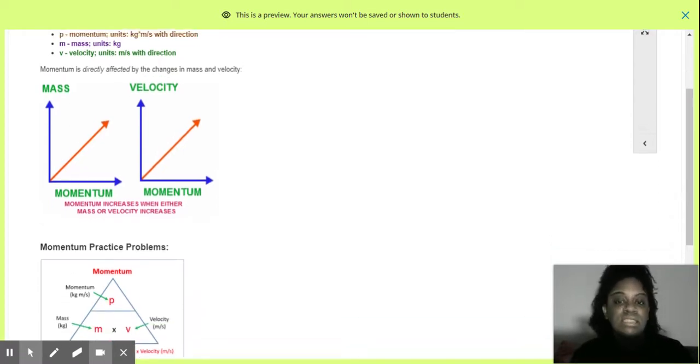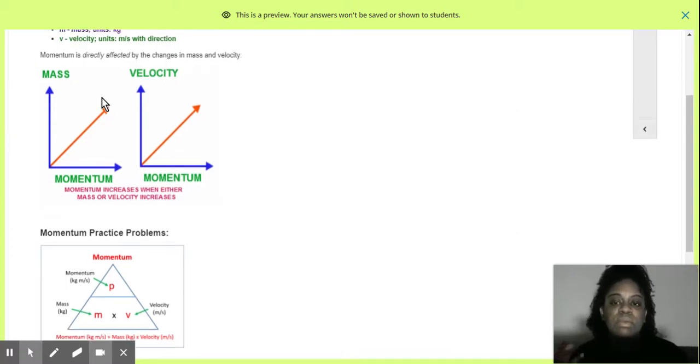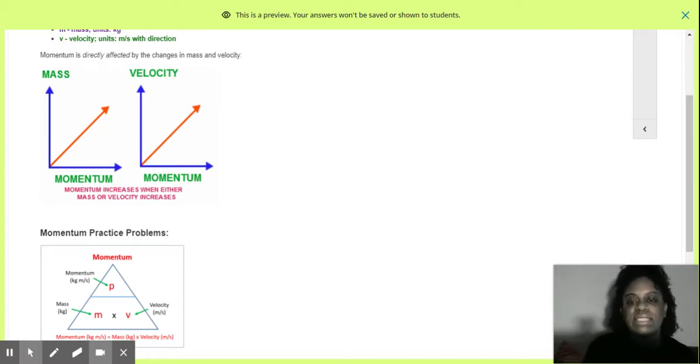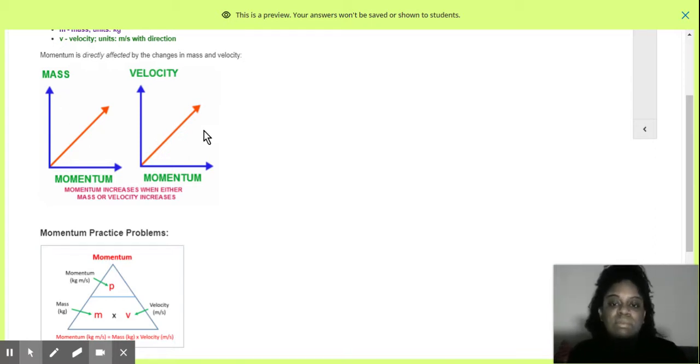Okay. Mass is still in kilograms. Velocity is still meters per second. That's our standard units, but you may see velocity with meters per hour, centimeters per second. That's okay, right? Also, it states that momentum is directly affected by the changes in mass or velocity. So, whatever happens to the mass, the momentum is going to have that same change as well. You have a picture with the graph that describes it, and then it also has a description for you.